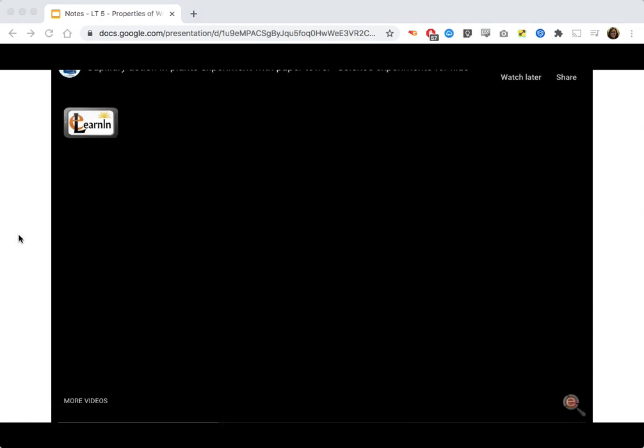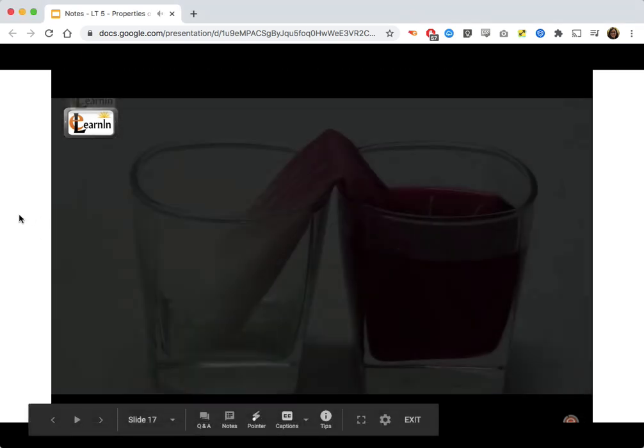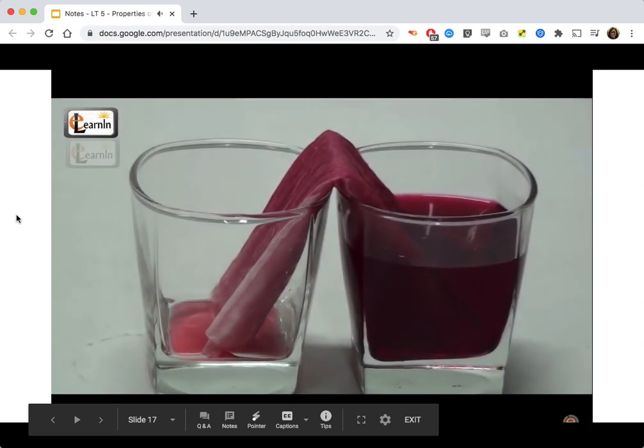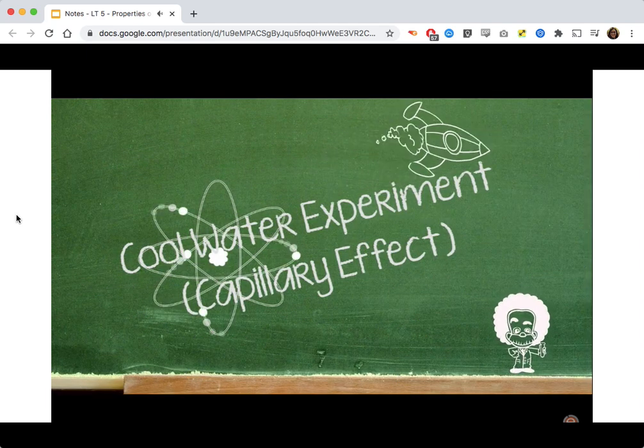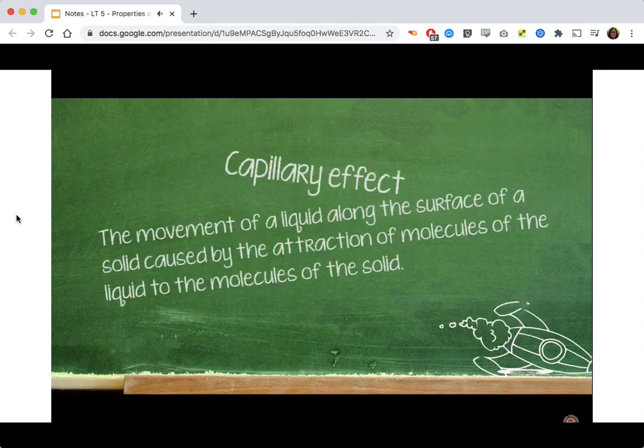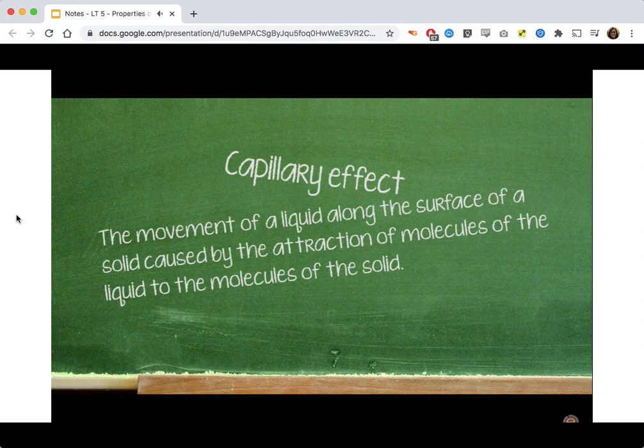All right, in this next video, we're going to watch a little bit more about capillary action. Today we're going to do a cool water experiment. This experiment uses the capillary effect. The capillary effect is the movement of a liquid along the surface of a solid caused by the attraction of molecules of the liquid to the molecules of the solid.